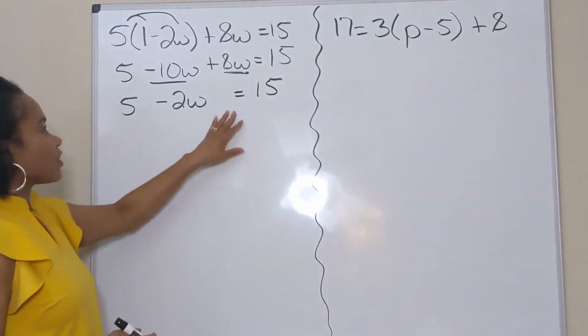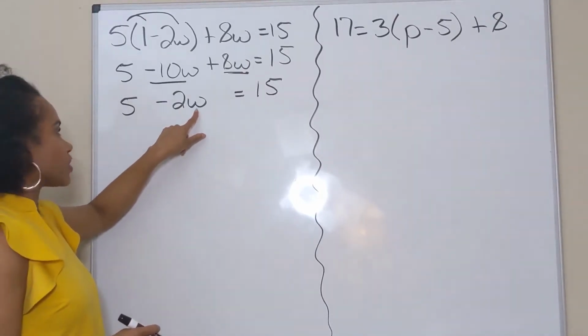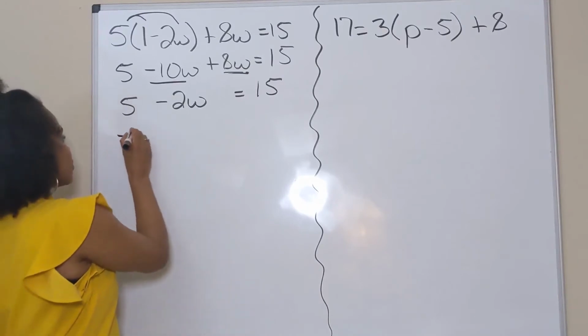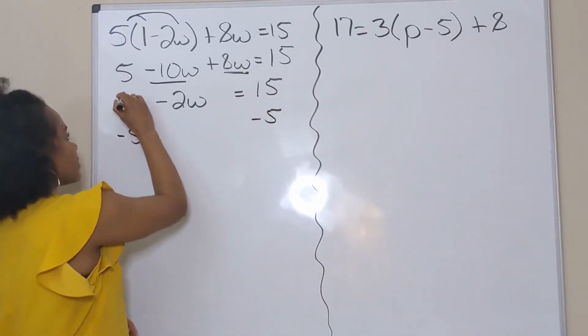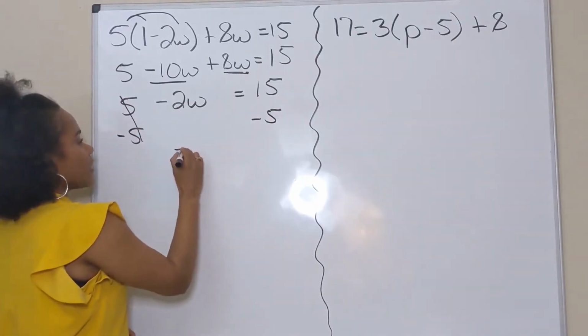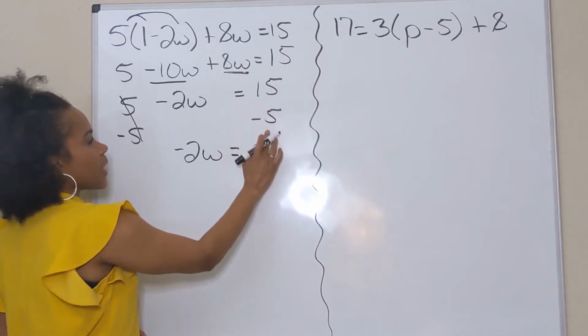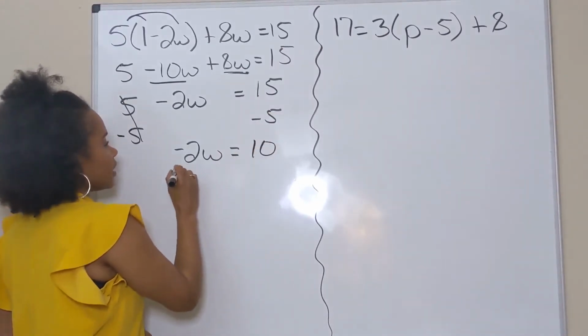And so now I'm left with the two-step equation. I want to isolate my variable, which is w. Since this 5 is positive, I'm going to subtract 5 from both sides. It cancels out. Bring down that negative 2w. 15 minus 5 gives me 10.